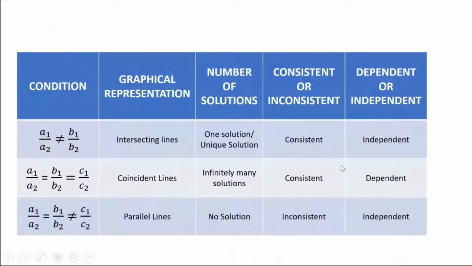Hello everyone. I hope you have seen my previous video to revise the conditions for consistency of the two equations and how to find out whether the equations will be having a unique solution, infinite solutions or no solution. Let us just revise it through a table. For the given equations a1x plus b1y plus c1 equal to 0 and a2x plus b2y plus c2 equal to 0, if a1 upon a2 is not equal to b1 upon b2, I'll be having intersecting lines.